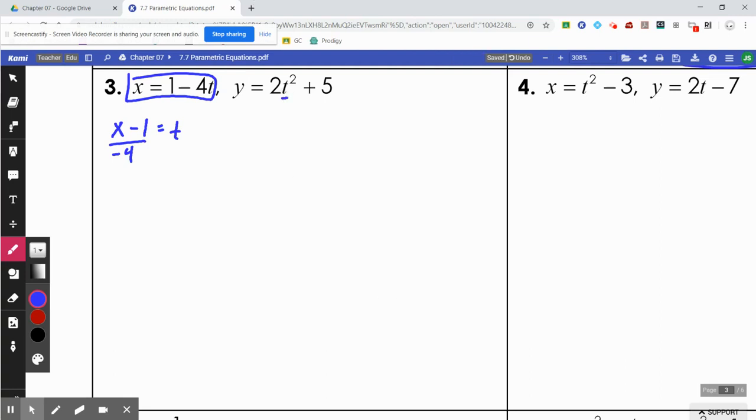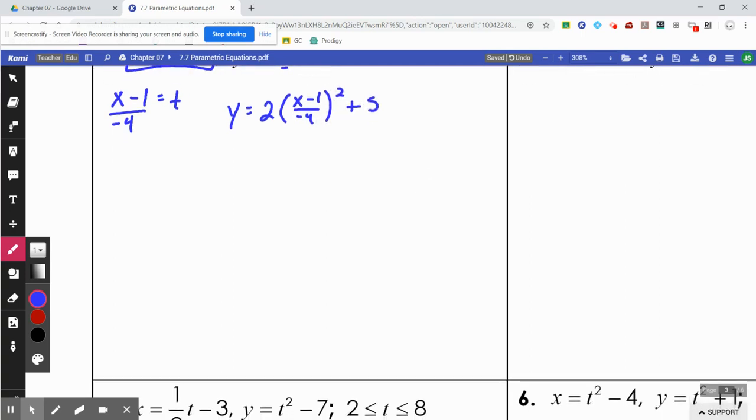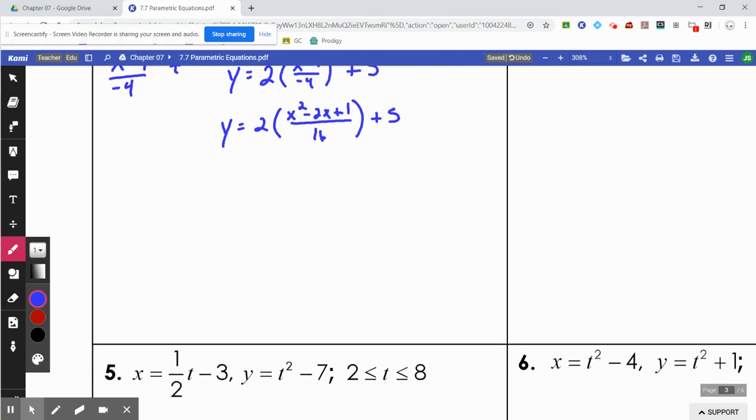Let's plug it into the other equation in the place of t. So it gives you 2 times (x minus 1 over negative 4) squared plus 5. Let's square both the top and bottom. Now you've got to be careful here because when you square the top, it's a binomial. So squaring the top would give you x squared minus 2x plus 1. Squaring the bottom would give you a 16. So you've got to make sure that you FOIL that out when you square it. The 2 and 16 will cancel and leave you with an 8.